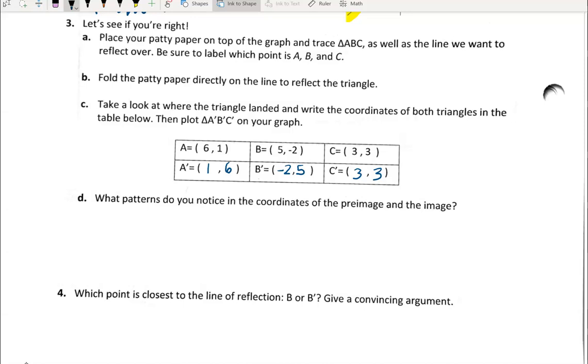All right, so what pattern do you notice in the coordinates of the pre-image and the image? Well, if we take a look, we can see all the x, y values are the same, except they've switched. So the x and y coordinates have switched.